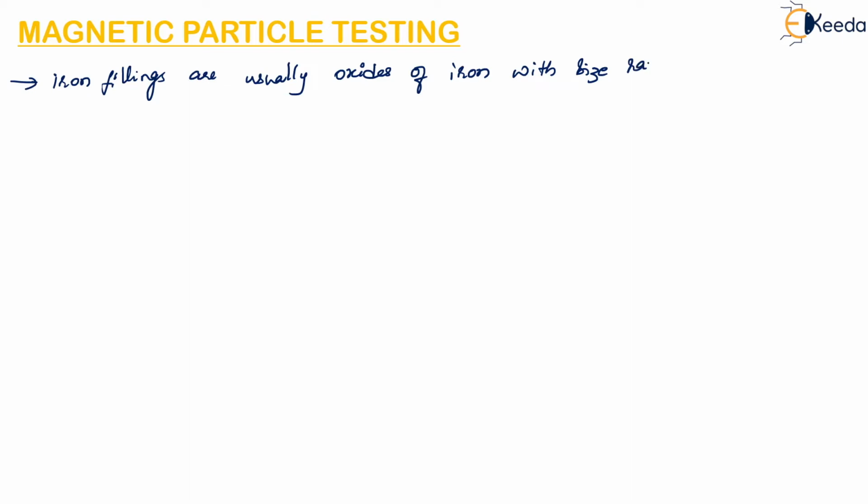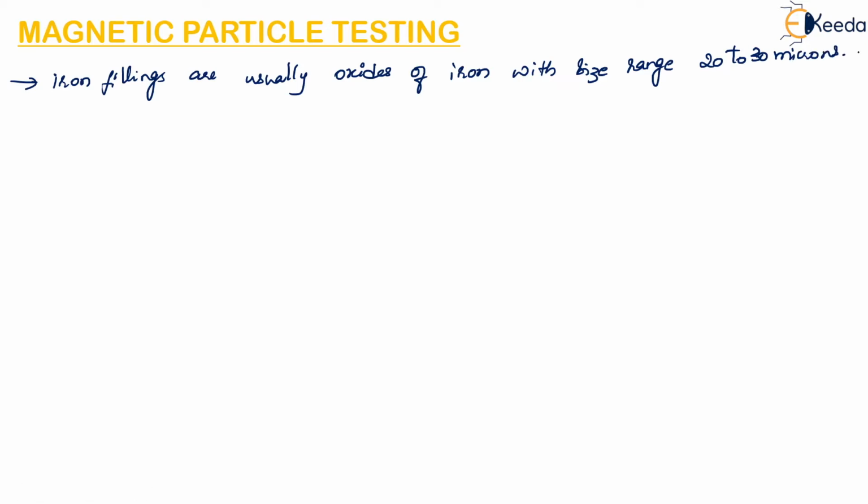So what are these iron filing particles? So these particles are oxides of iron with size range 20 to 30 microns. So iron filings are usually oxides of iron with size range 20 to 30 microns.